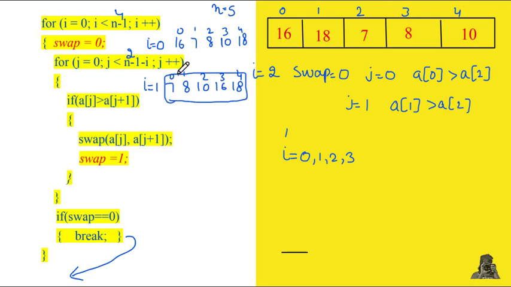All the values are at its fixed position: 7, 8, 10, 16 and 18. They are sorted. So why do we need to do more comparisons? So this is what this optimized code does. So no more execution for the outer loop will be done.